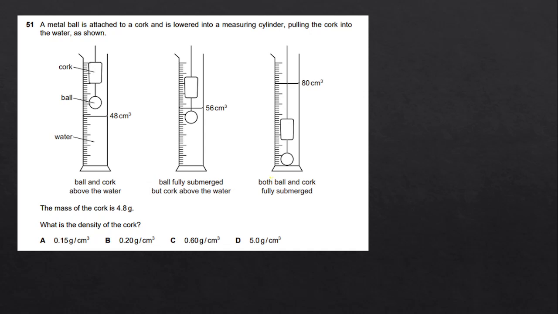A metal ball is attached to a cork and is lowered into a measuring cylinder, pulling the cork into the water as shown. The mass of the cork is 4.8 gram. What is the density of the cork?